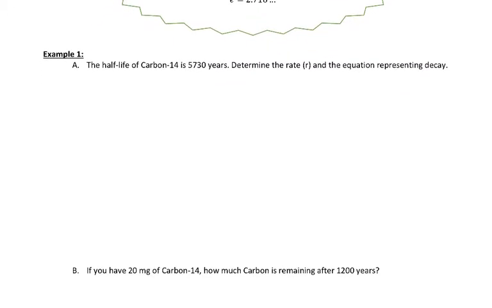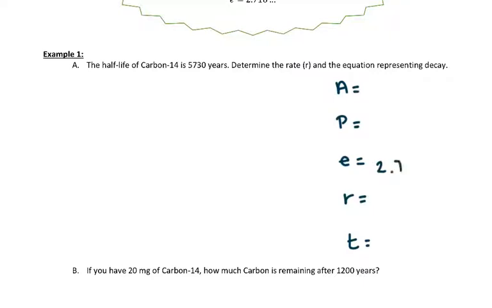So the half-life of carbon-14 is 5,730 years. Determine the rate r and the equation representing decay. All right, so just like we did when we were doing compound interest, I was showing you how I like to write out all of the variables. So A, P, e, r, and t. All right, and so what you're going to do is you want to fill in all of these right away. Now, e is always given to you.